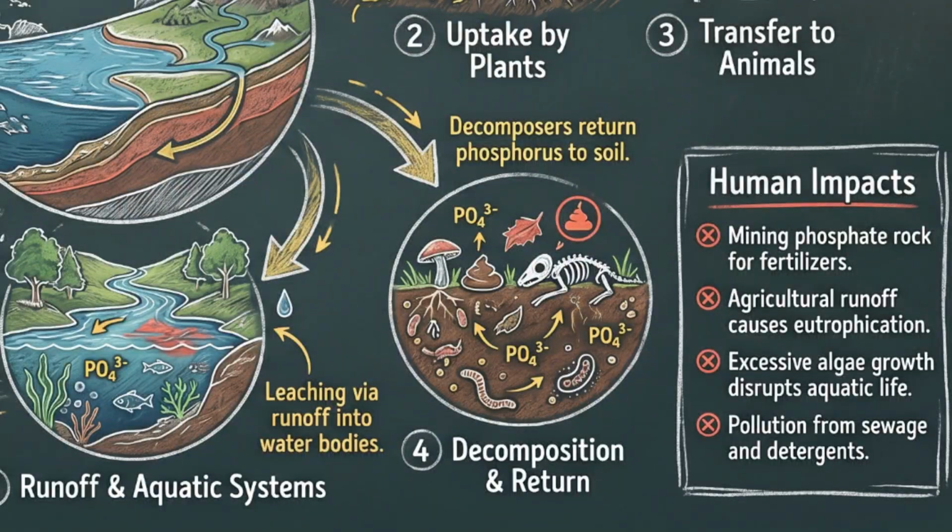Stage 4. Decomposition and return. When plants and animals die, or when animals excrete waste, decomposers, bacteria, and fungi break down the organic matter and release phosphorus back into the soil, ready for plants to use again. This completes the terrestrial part of the cycle.